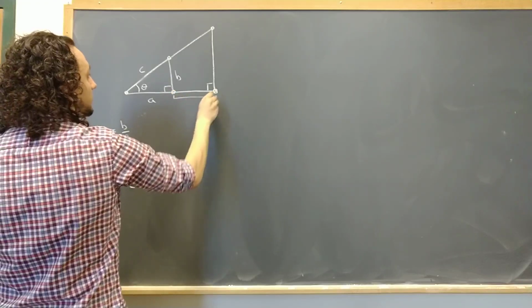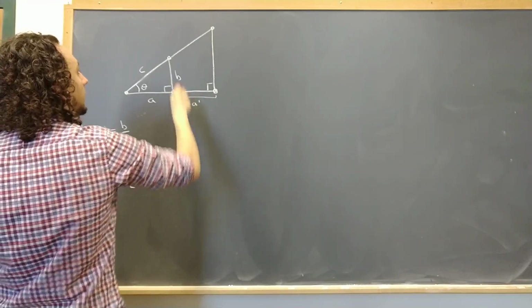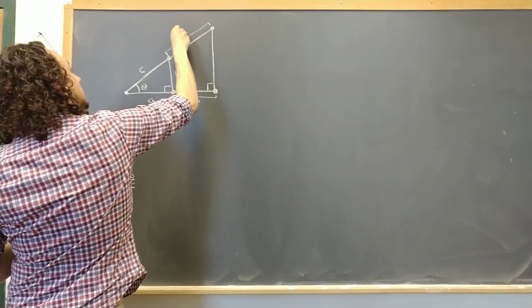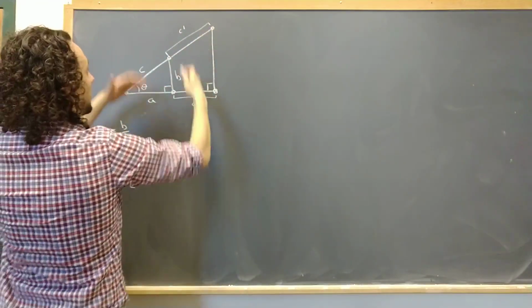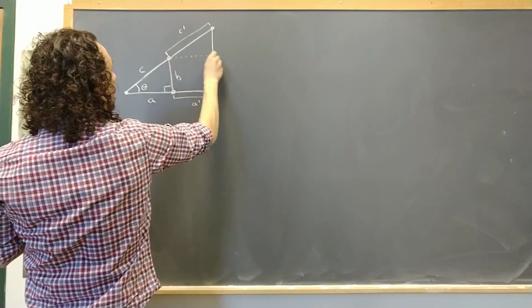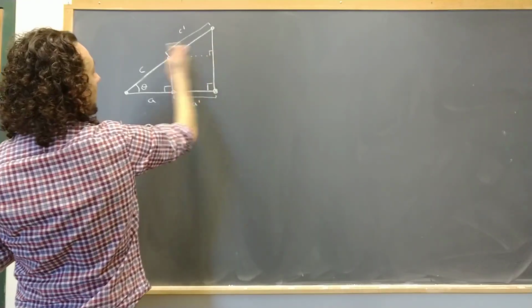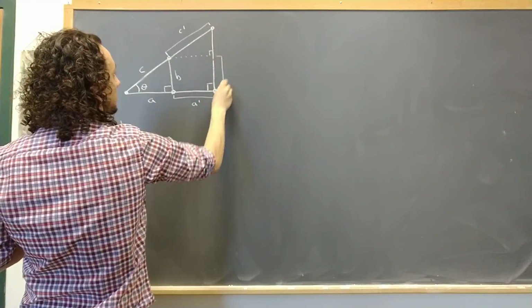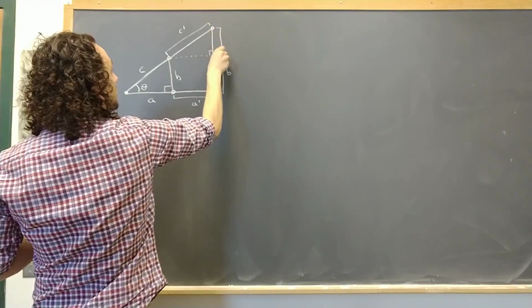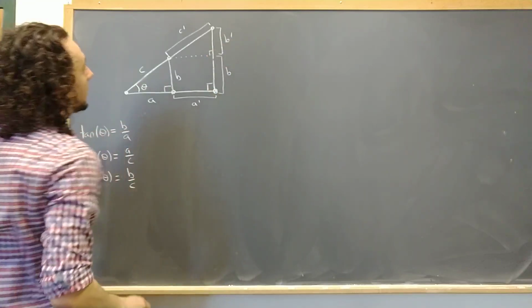So I'll call this extra distance here A prime, I'll call this extra distance up here C prime, and I want the extra distance, so I'm going to draw a dotted line, making a right angle with this line across, so that this is B, and this extra distance here is B prime.